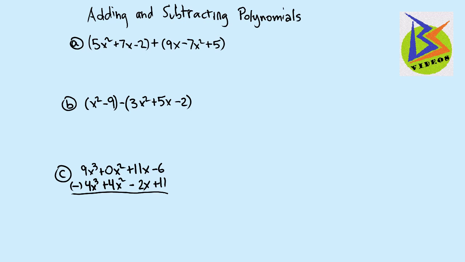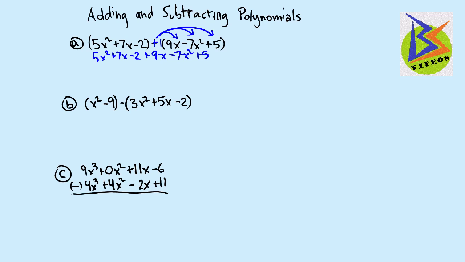We have 5x squared plus 7x minus 2 plus 9x minus 7x squared plus 5. So I want to get in the habit of always seeing this as distributing through a positive. We could say it's a positive 1, like an understood 1 in front. So we have 5x squared plus 7x minus 2 plus 9x minus 7x squared, because a positive times a negative is still a negative. And then 1 times a positive 5 is a positive 5.